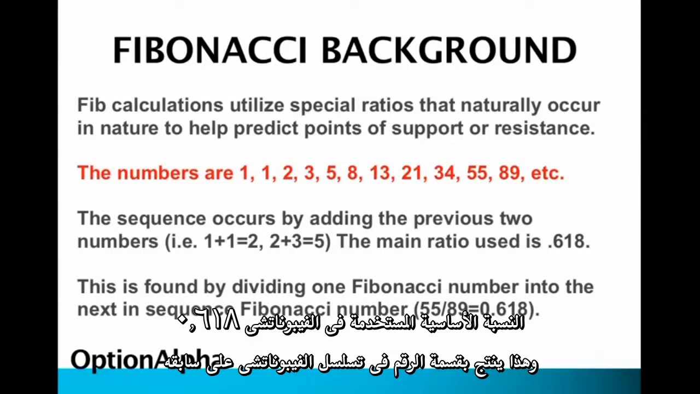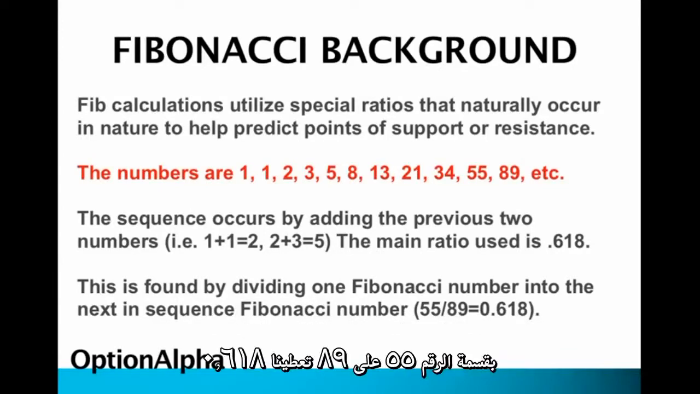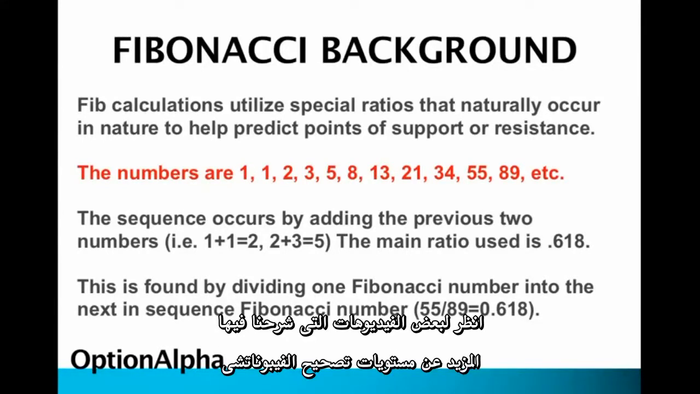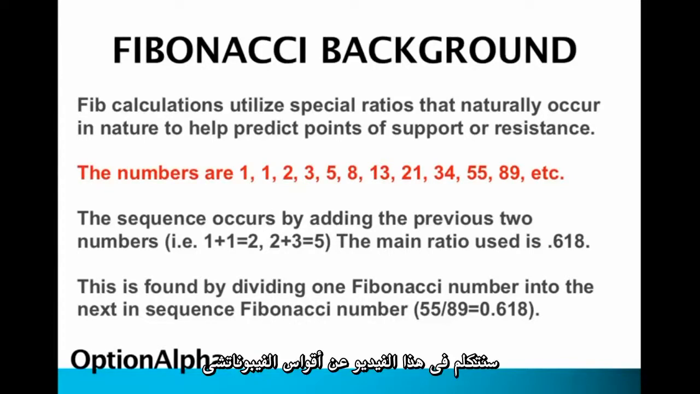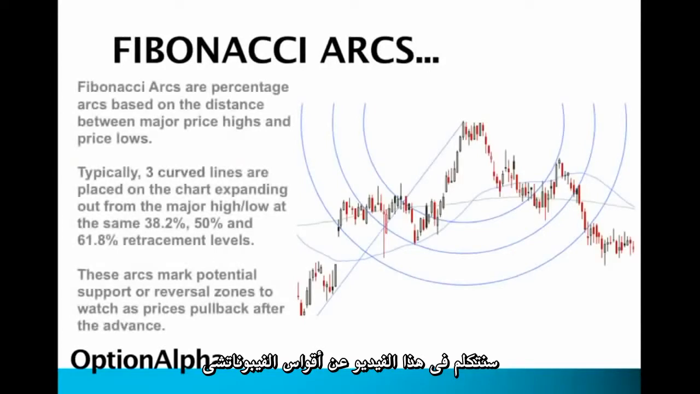Now this is found by dividing one Fibonacci number into the next in the sequence. So 55 divided by 89, for example, gives you 0.618. Again, look back at some of our other videos where we cover Fibonacci retracements more in depth. So we're going to talk about Fibonacci arcs in this video.